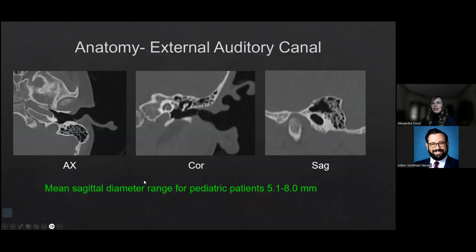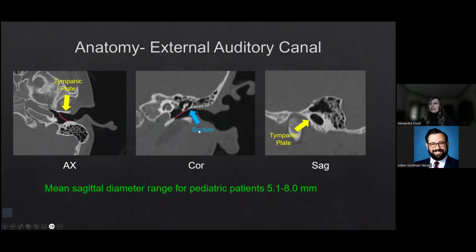So we'll start with the external auditory canal. This is going to be about 5.1 to 8 millimeters in pediatric patients. And it's going to be bordered anteriorly by an important osseous structure, which is the bony tympanic plate. The junction of the external auditory canal with the middle ear cavity is going to be a paper-thin line, the tympanic membrane. On temporal bone CT, it really should be paper-thin. If you're starting to see it very clearly, probably it's a little bit abnormal.